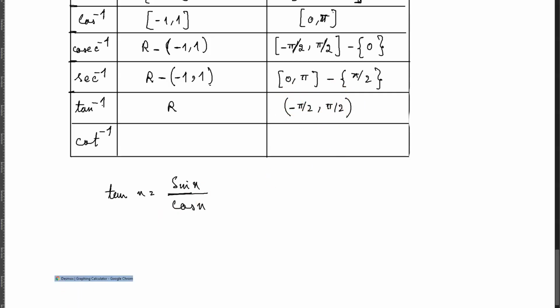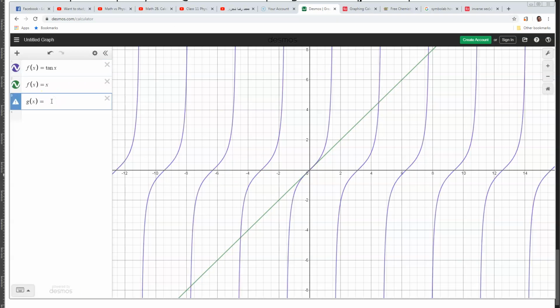And of course, if you do the graph of the function, you will get something like this: tan inverse of x, which is this function that you get here. This function and this inverse function are symmetric about the line y is equal to x, right?